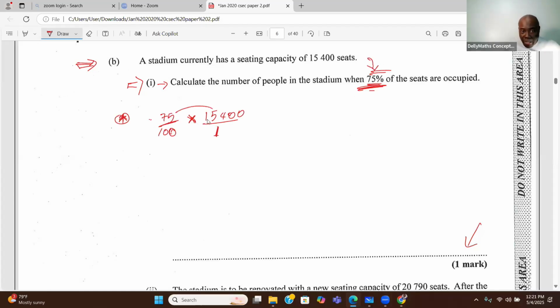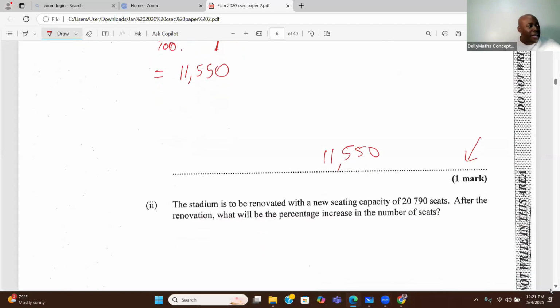So you multiply these, then you divide by 100. So you just write the answer after that. All right? So, around 11,500. 11,550. Yep. You move on.